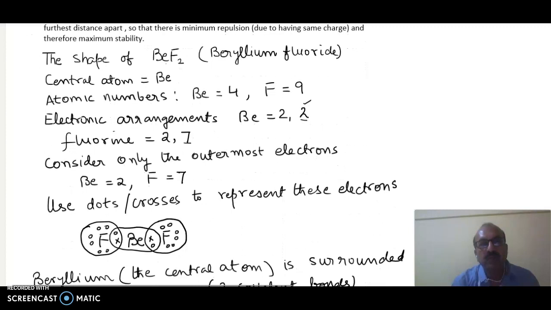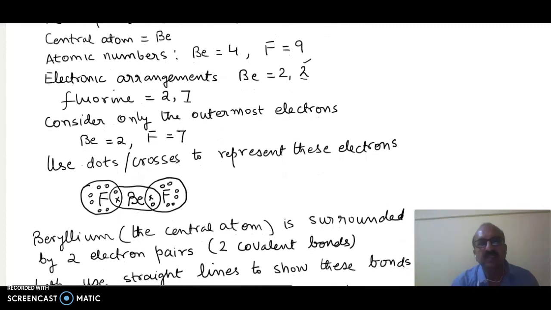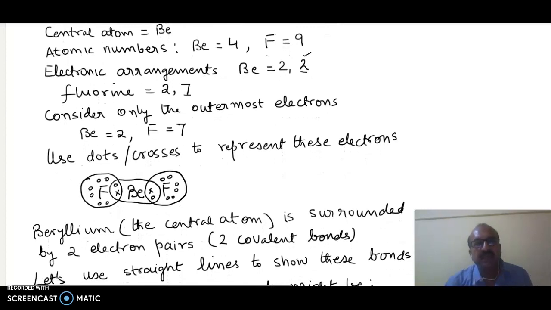Now let us use dots and crosses to represent these electrons. Beryllium has 2 electrons, as you can see, and we have shown these 2 electrons by 2 crosses. So beryllium is surrounded by these 2 electrons. Now fluorine has 7 electrons. The electrons of fluorine have been represented by dots that you can see, 1, 2, 3, 4, 5, 6, 7. And similarly for the other fluorine, 1, 2, 3, 4, 5, 6, 7.